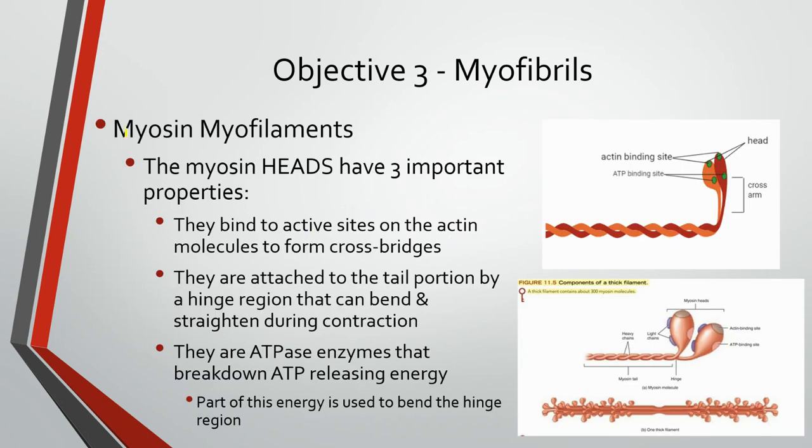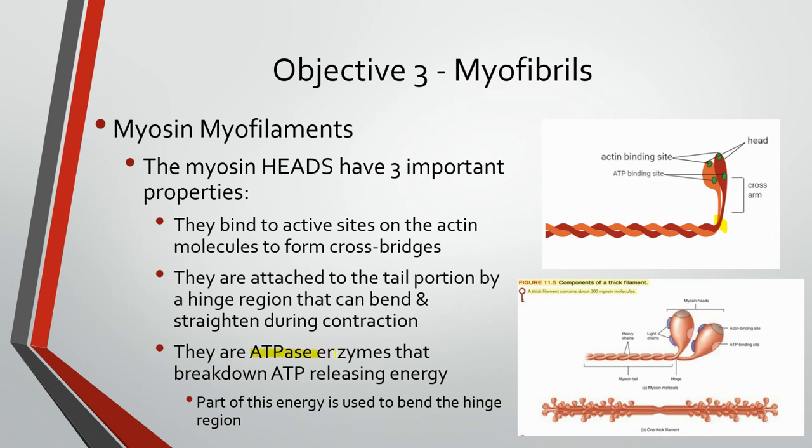And so what we need to understand mostly about the myosin are these myosin heads, because they kind of stick up, they kind of are coming away from that myosin filament, and these are going to be the parts that are going to bind to those active sites on that actin molecule. So they're attached by the tail portion, and they have this little hinge region which is going to allow those myosin heads to kind of move, to bend and straighten.